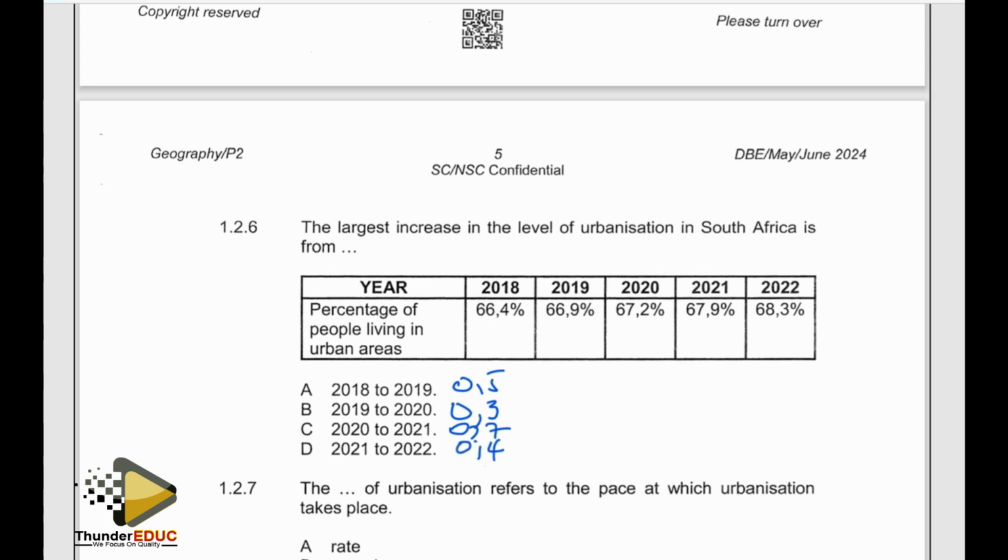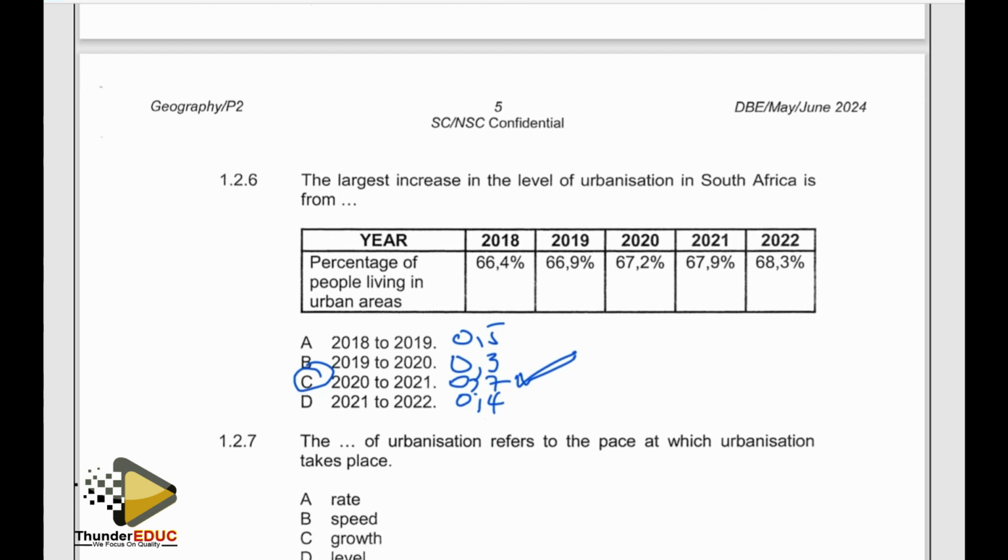So we want the one with the biggest increase, which means this one has got the largest increase, from 2020 to 2021. Right, which is option, item C. Response number C. Right, move on to the next question.